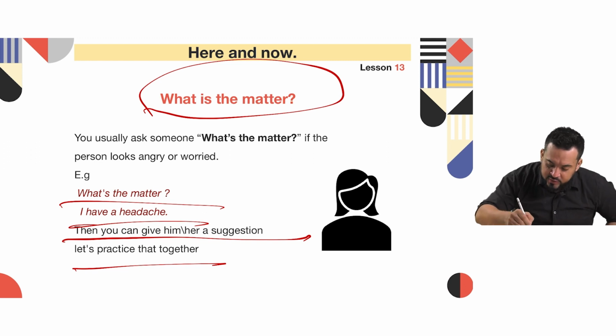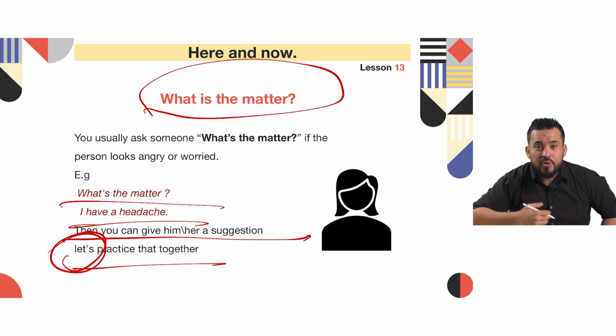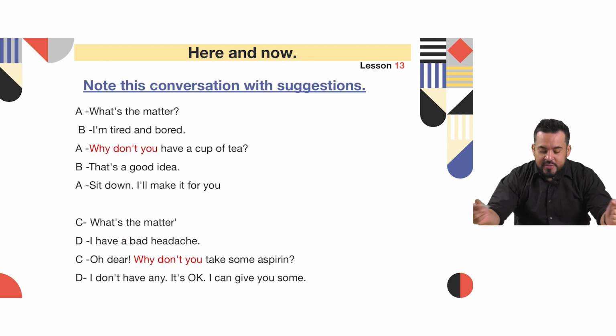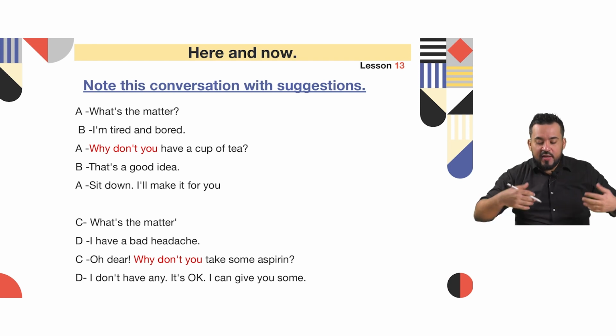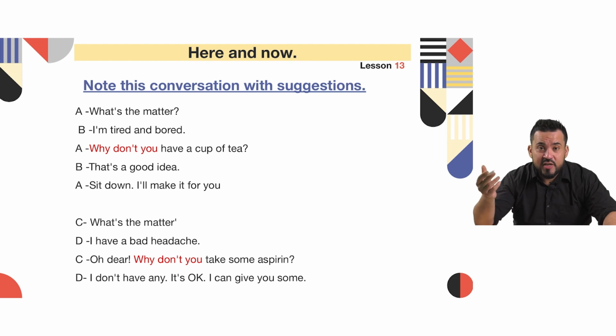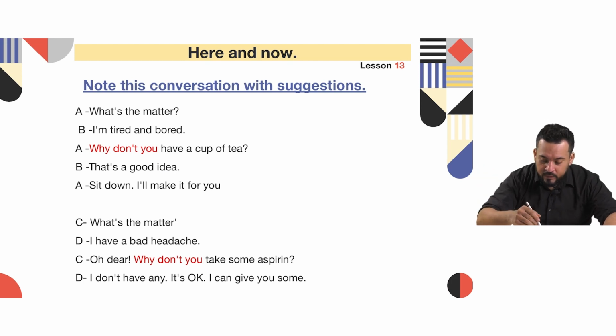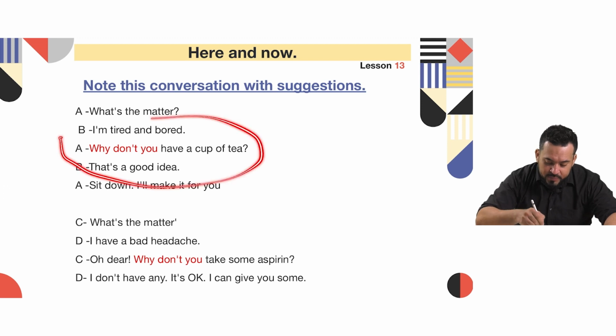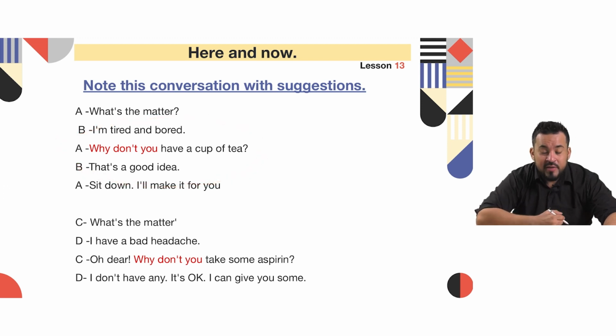Here, when we are talking about giving suggestions, we use let's. That's one of the most popular words to start a suggestion with, let's. So let's talk about making suggestions and using what's the matter. So let's do a conversation practice. What's the matter? I'm tired and bored. Why don't you have a cup of tea? That's a good idea. Sit down, I'll make it for you.